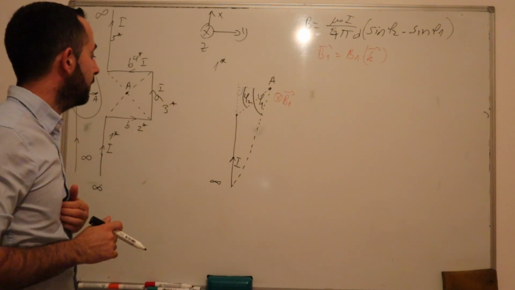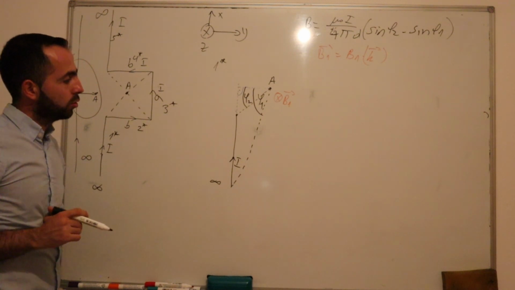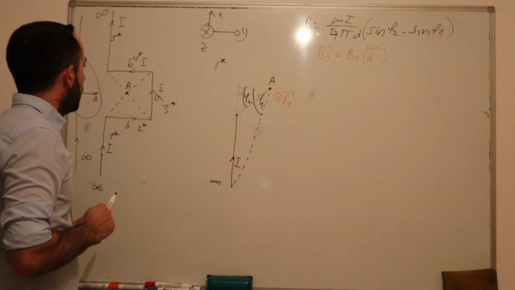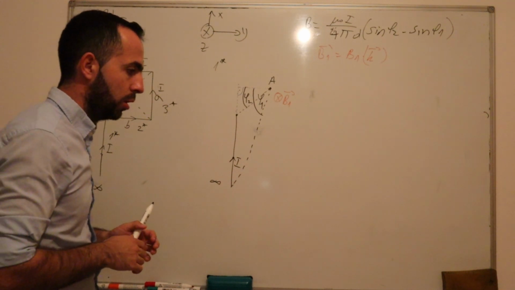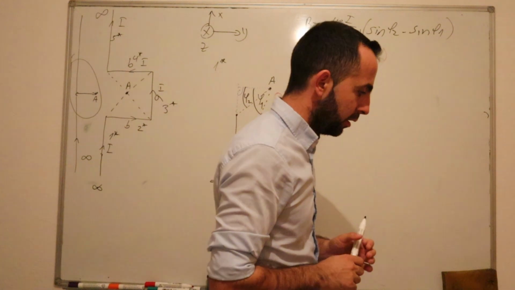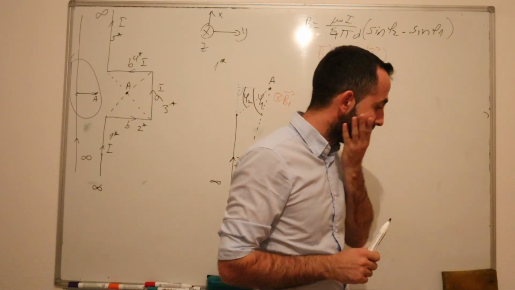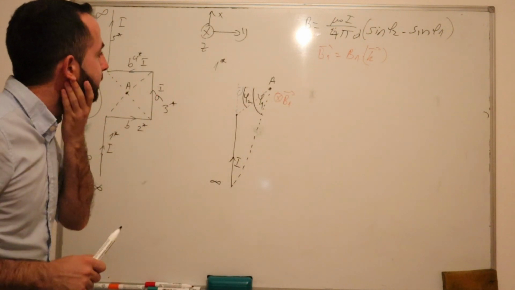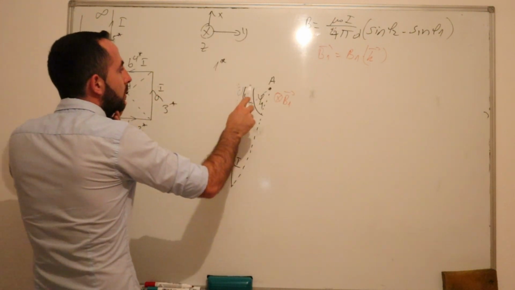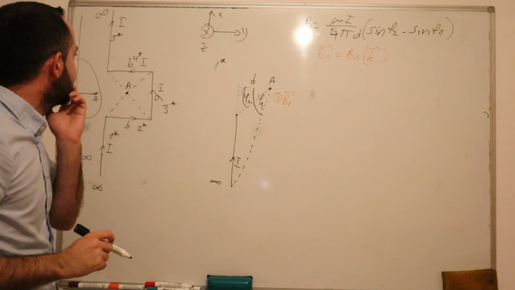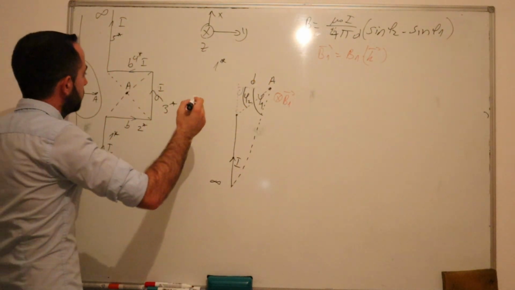Okay, now we need to calculate some distances. So firstly we need to calculate this D. This is my B. Okay, what is its distance?